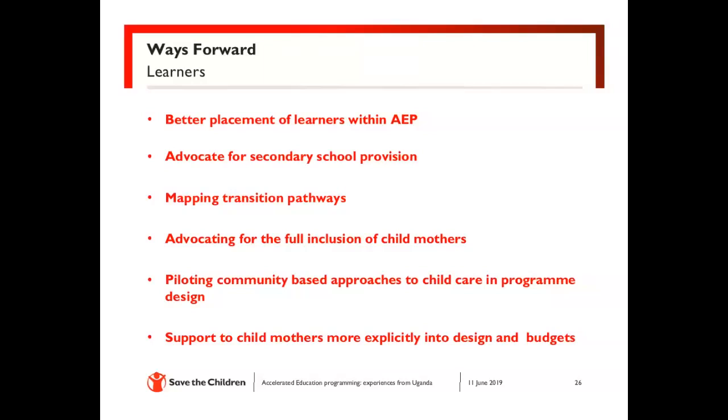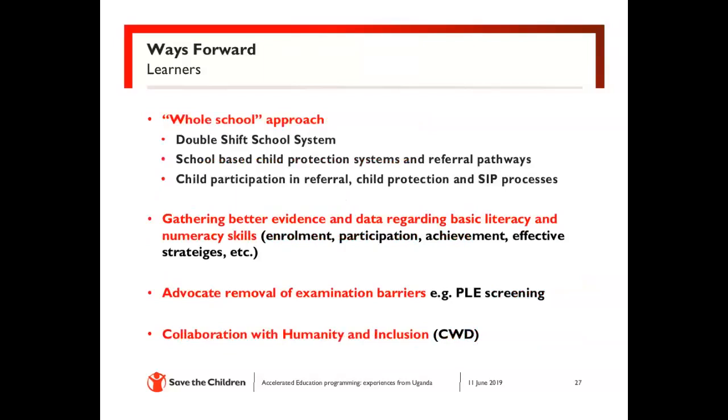As a consortium, we are also advocating for full inclusion of child mothers in both AP and formal primary to district authorities. And we are also seeking opportunities to incorporate community-based approaches to child care and support to child mothers into program design and budgets. Lindsay, I want to make you continue.